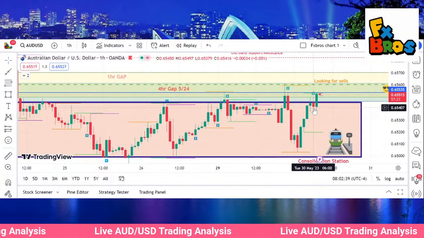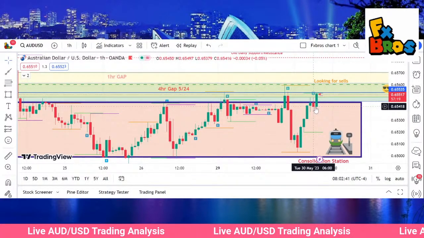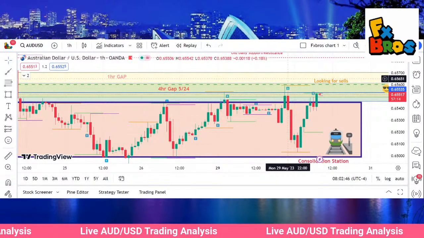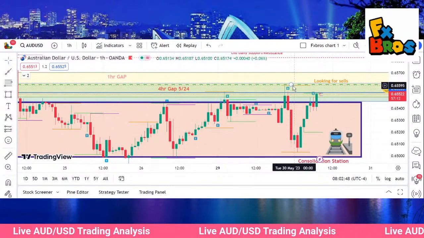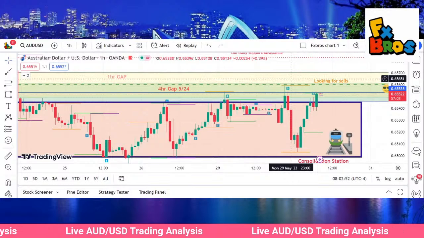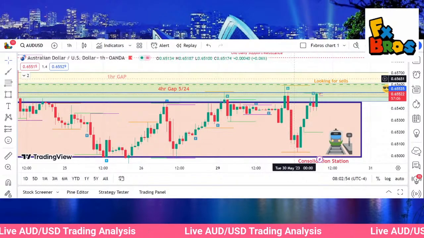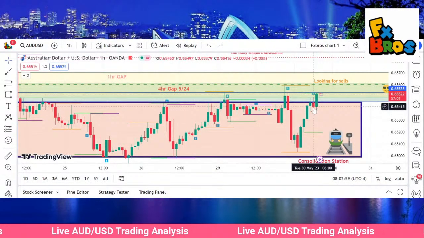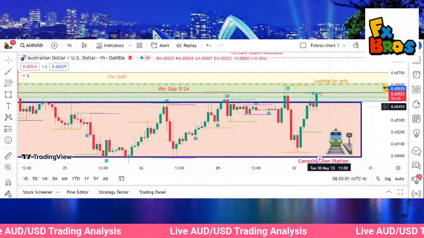Like I said, even if you did get in this sell, stop loss is gonna be up here above the high, 65, 64. That's stop loss. So we're expecting to be in drawdown. This is the expected situation.